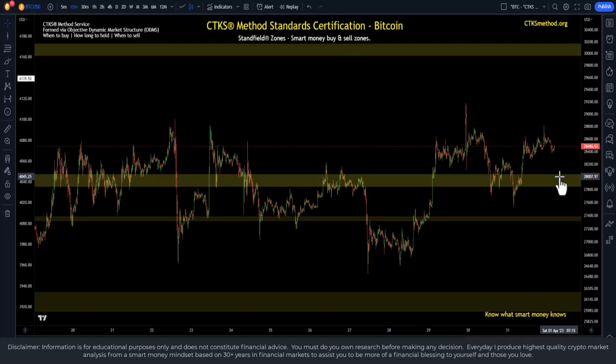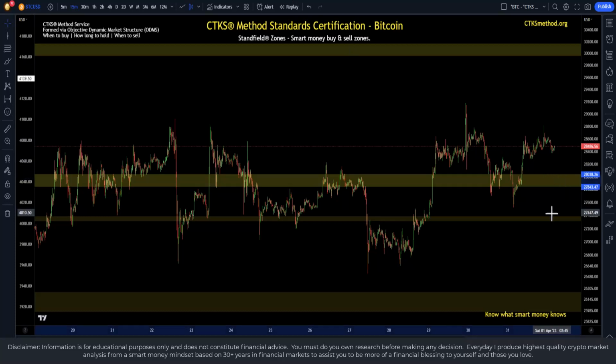Fortunately, with Bitcoin, this particular level between 27,843 and 28,038 is not too bad. It's moderately strong. But this particular resistance up here from 29,957 to 30,166 is also relatively strong.